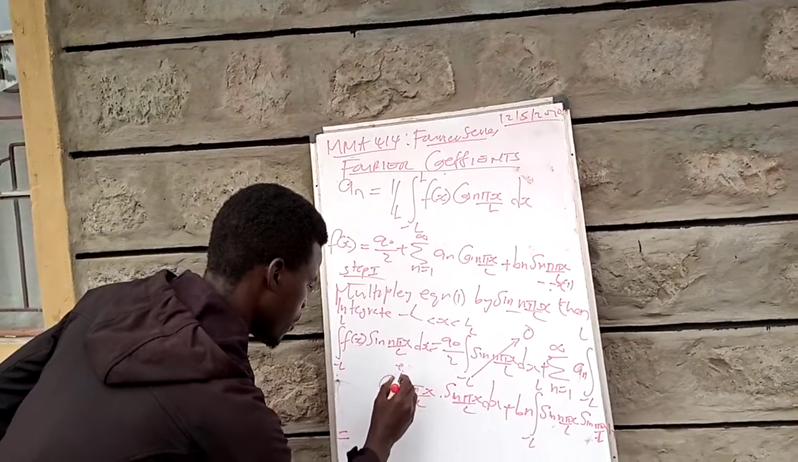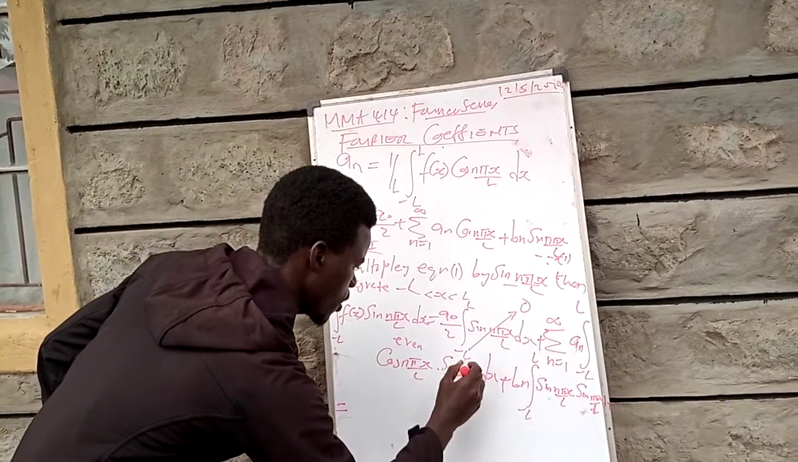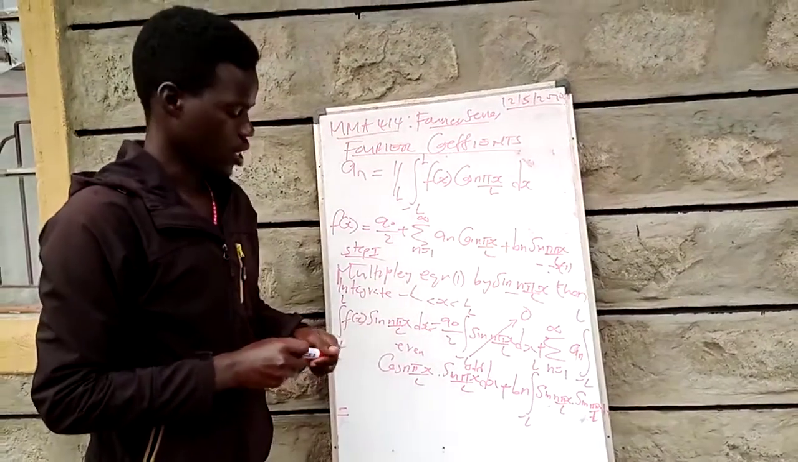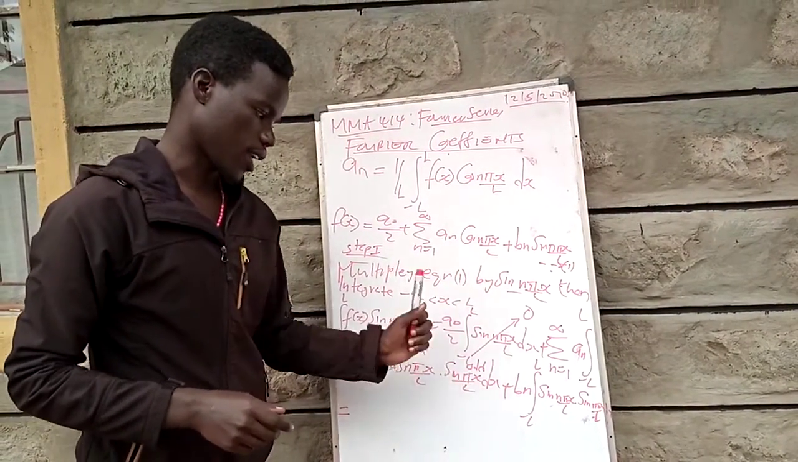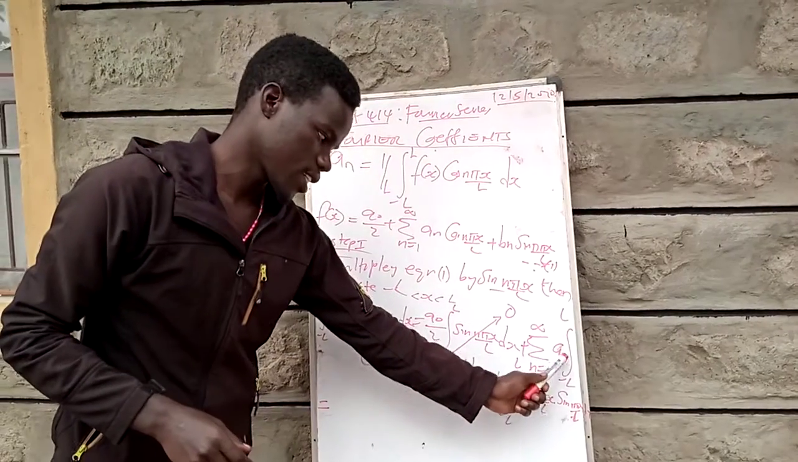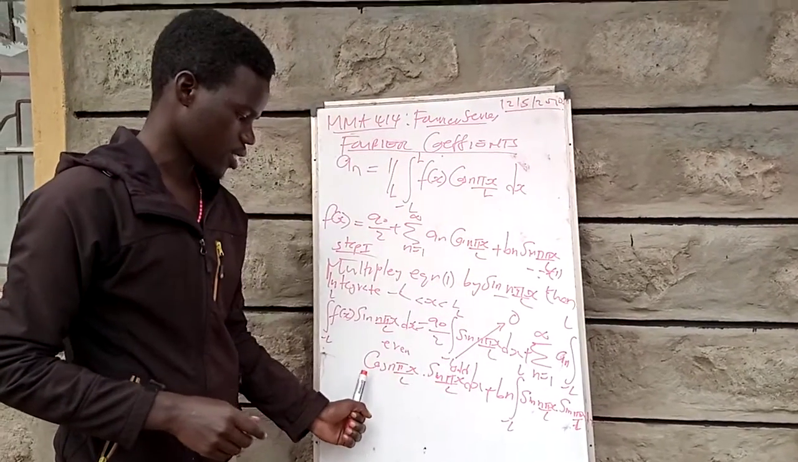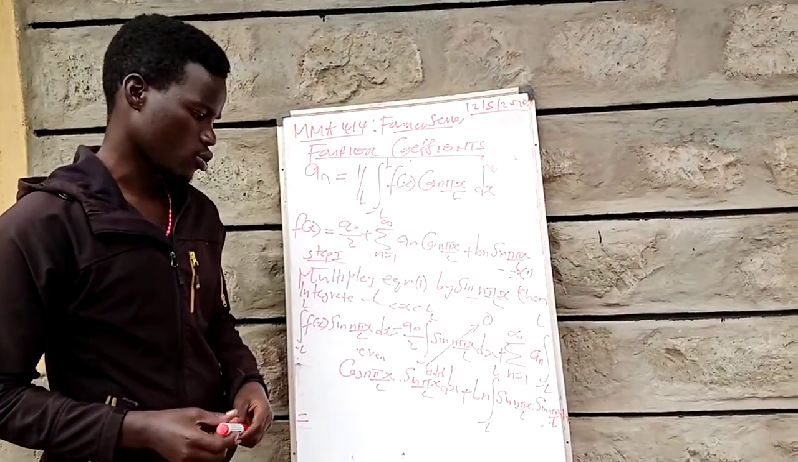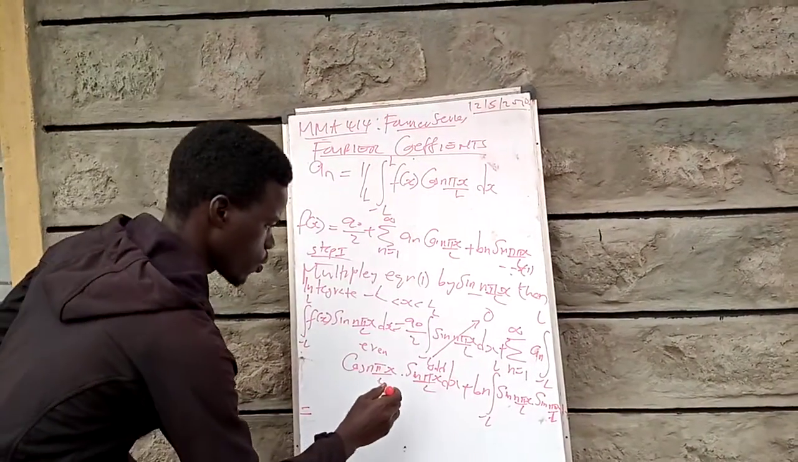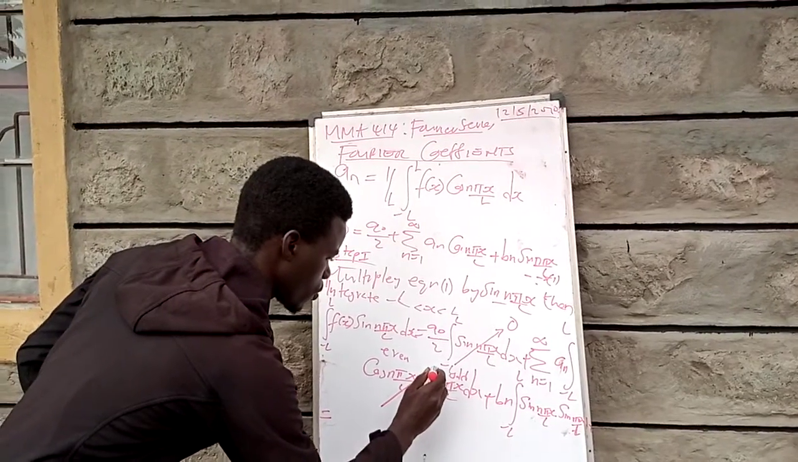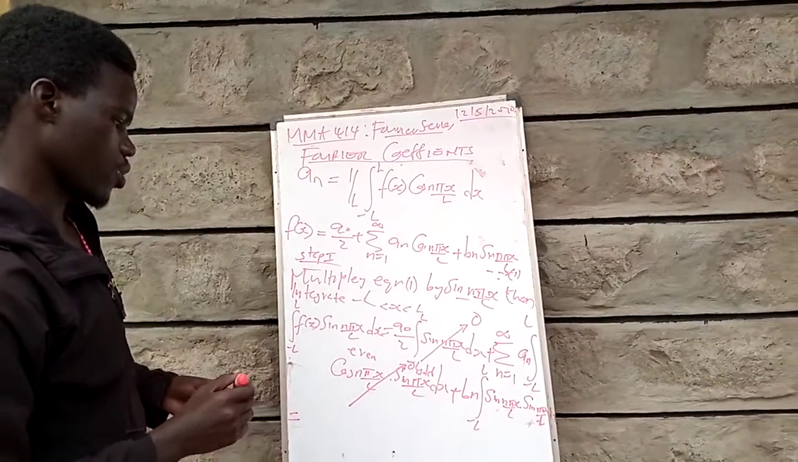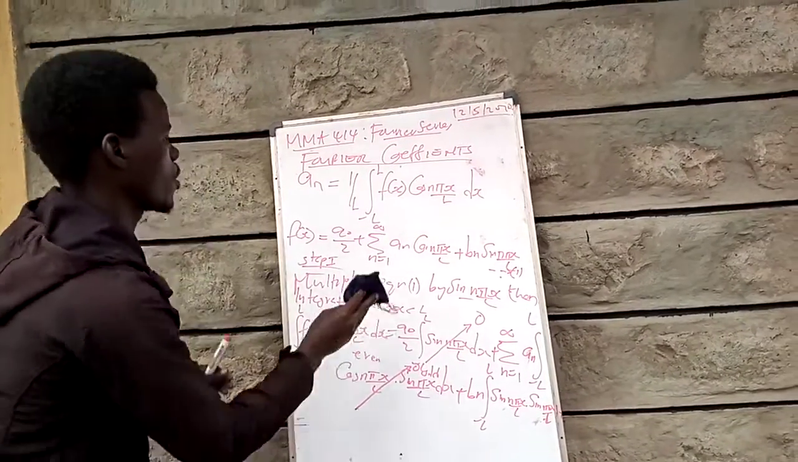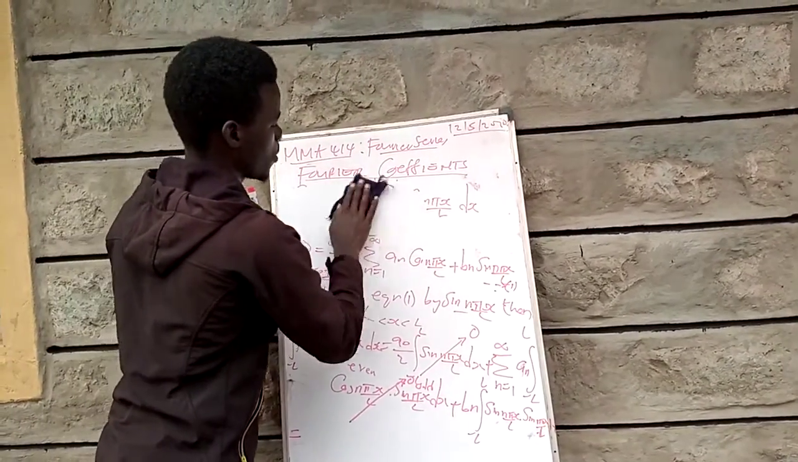And this one is an even function, and this one is an odd function. Even times odd function, you get what? You get an odd function. And like I've said, if you integrate an odd function over symmetric limits, the integral is equal to 0. So this integral also drops down to 0. So what do we remain with? This is what we remain with.